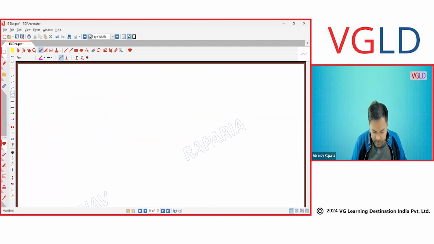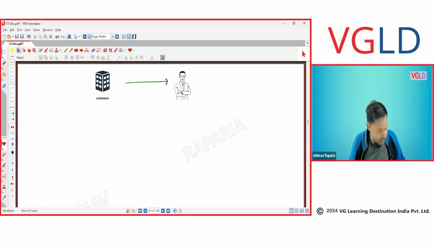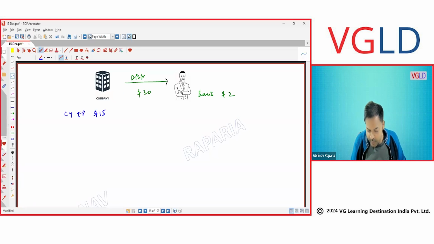Please try one question on your own, guys. Only then you'll get this. Company is making the distribution to the shareholder, guys. Distribution amount is 30,000. Basis is 2,000. Current year earnings and profit is 15, and accumulated earnings and profit is 10. First, calculate the capital gains, guys.